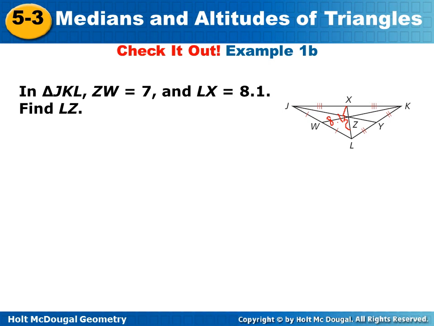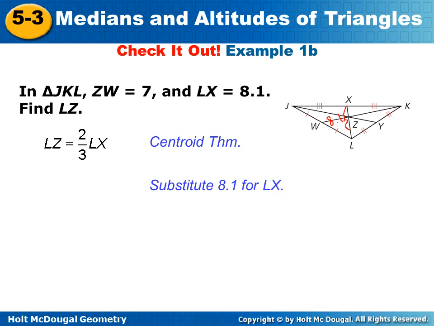For this example, we have a triangle JKL where ZW is equal to 7 and LX is equal to 8.1. So I labeled LX 8.1 and we want to find LZ. The centroid theorem says that LZ is equal to 2/3 of LX. If I substitute 8.1 for LX, then we get that LZ is equal to 2/3 of 8.1. Plugging that into a calculator and simplifying, we get LZ is equal to 5.4.